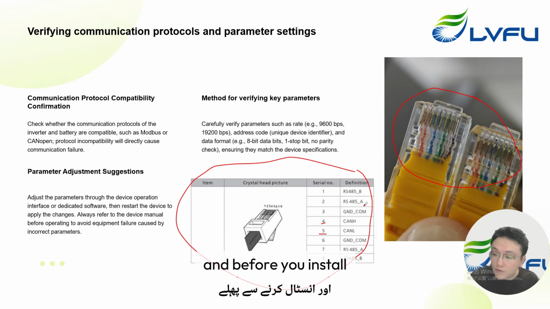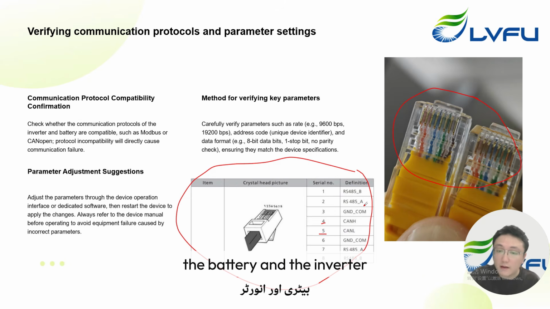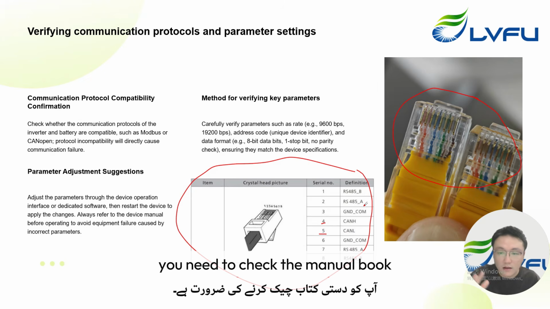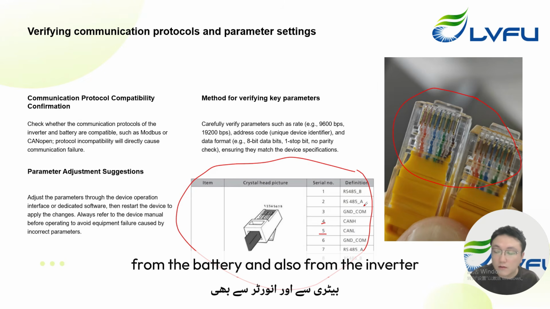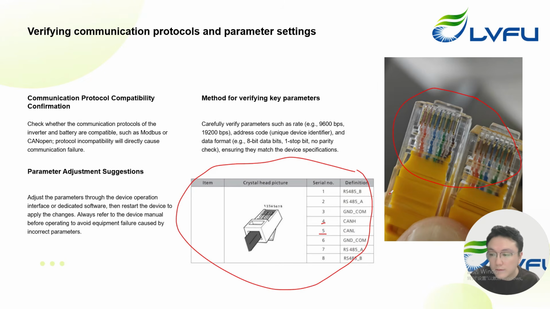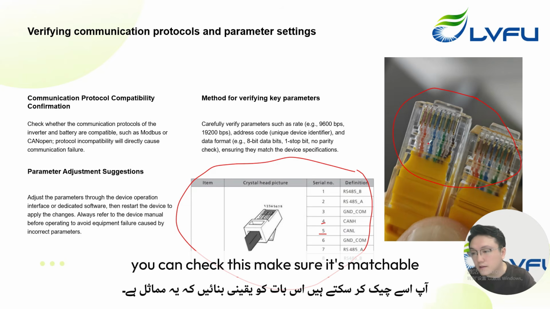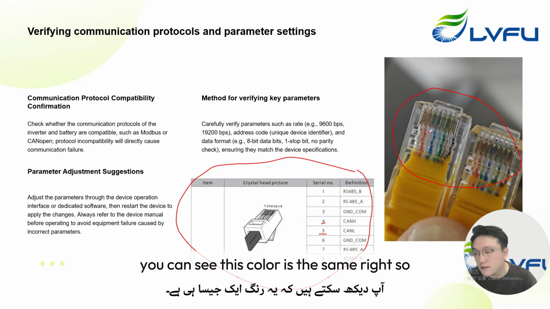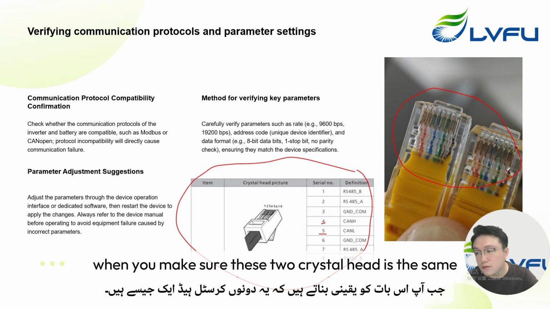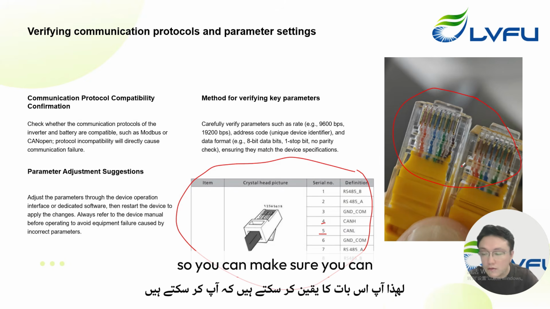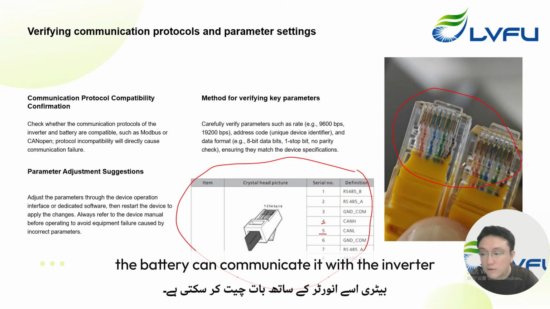Before you install the battery and the inverter, you need to check the manual book from the battery and also from the inverter. You can check this, make sure it's matchable. You can see this color is the same, right? When you make sure these two crystal heads are the same, you can make sure the battery can communicate with the inverter.